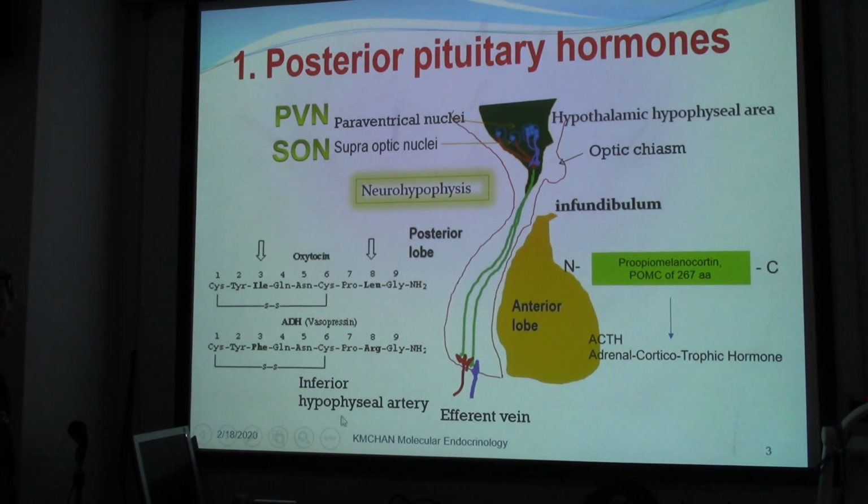And then the artery comes in from the inferior hypophyseal artery. They form a network of blood vessels going out as efferent veins to release the 2 hormones. So these are the hormones oxytocin and ADH, antidiuretic hormone, also known as vasopressin. The only differences between these 2 hormones are at these 2 locations, with isoleucine and phenylalanine. And then there's a leucine in place of arginine here for vasopressin. So sometimes they call it arginine vasopressin.